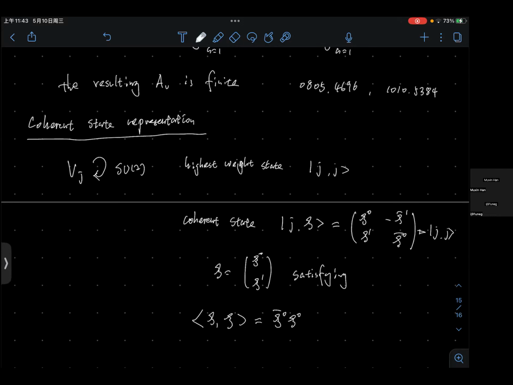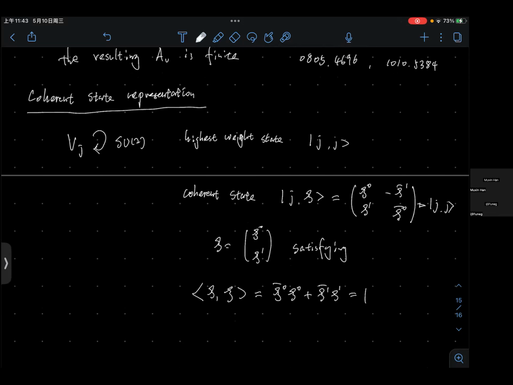Kc0 bar, Kc0 plus Kc1 equals 1. Okay, so namely this Kc is normalized. And what is the geometrical interpretation of this coherent state?